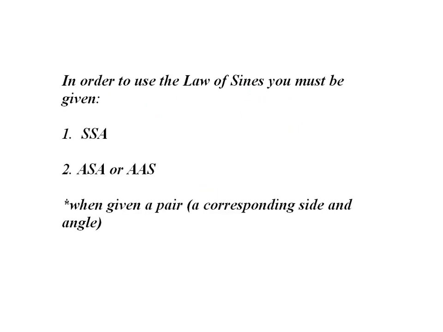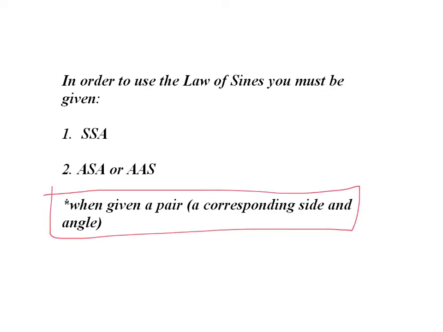Like I mentioned earlier, we're going to use the law of sines for our first 2 cases. So when we're given a side-side-angle, or we're given 2 angles, so it's an angle-side-angle or angle-angle-side. An easier way to determine that you're going to use the law of sines is to look at your given information, and if you're given a pair, which means you're given a corresponding side and angle, that's going to tell you you're going to use the law of sines. So if I'm given both my A's, or both my B's, or both my C's, I know I'm going to use law of sines.